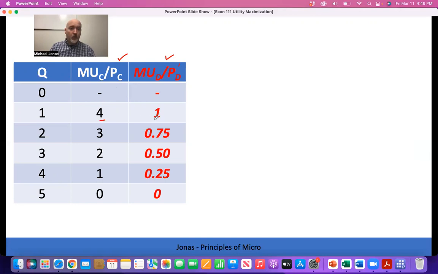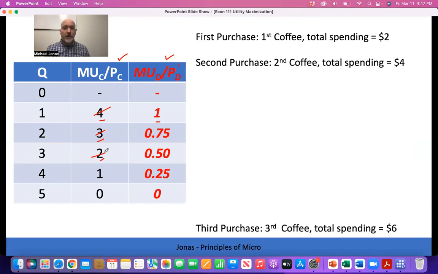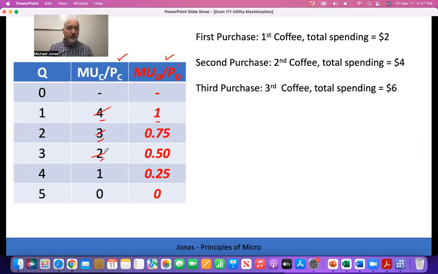4 is bigger than 1, so I should buy a cup of coffee. 3 is bigger than 1, I should buy a second cup of coffee. 2 is still bigger than 1, I should buy a third cup of coffee, right? So I've bought 3 cups of coffee now before I even glance in the direction of a donut. But now that those first 3 cups of coffee are off the board, the 4th cup of coffee and the first donut, there's a 1-to-1 tie. So again, it doesn't matter what order you go in, but let's say we finally go buy a donut. And now we've bought 3 cups of coffee and a donut.